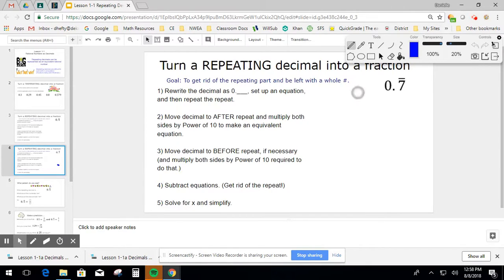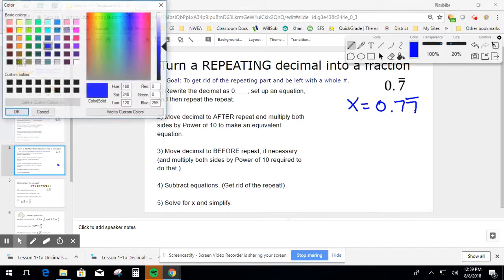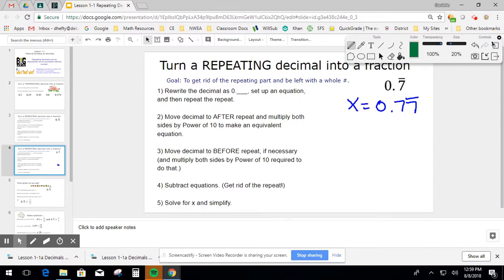And my equation is x equals 0.7. And then I'm going to repeat the repeat. The 7 is repeating, so I just repeat it one more time. And then I'm going to move that decimal to after the repeat. So the decimal started here. I'm going to move it to after the original repeat, right there. Not after both, just the original. Okay, I moved it one time.